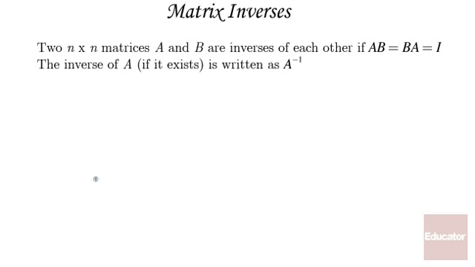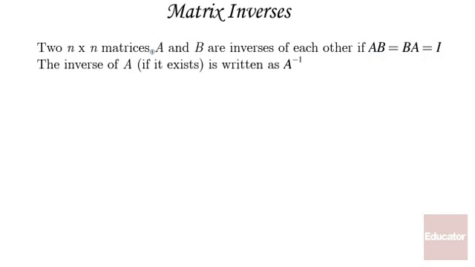Now, talking about matrix inverses. If we have two n by n matrices, so these are square matrices, and we say that they are inverses of each other. So if I have two n by n matrices A and B that are inverses of each other, AB is equal to BA and that product, AB, is equal to the identity matrix.